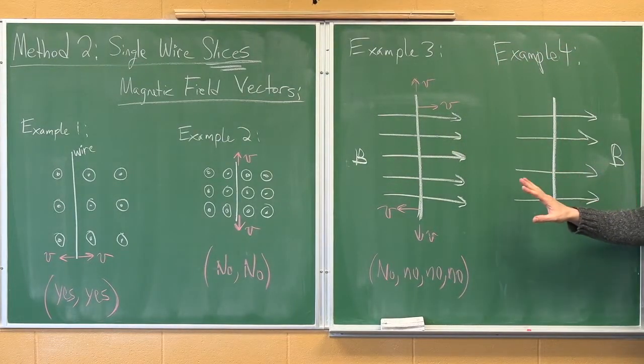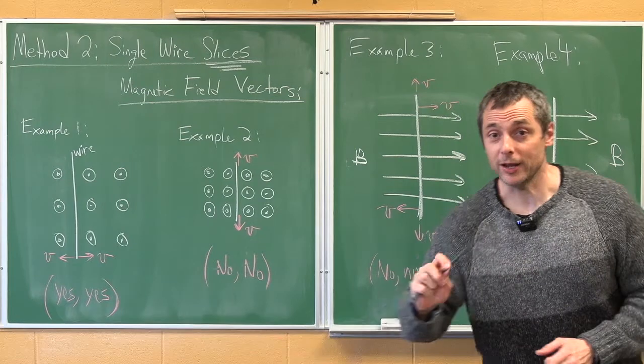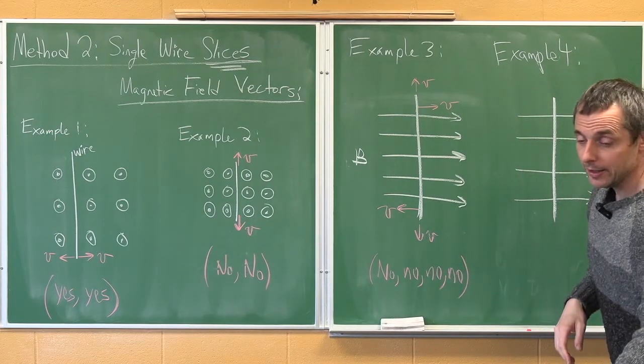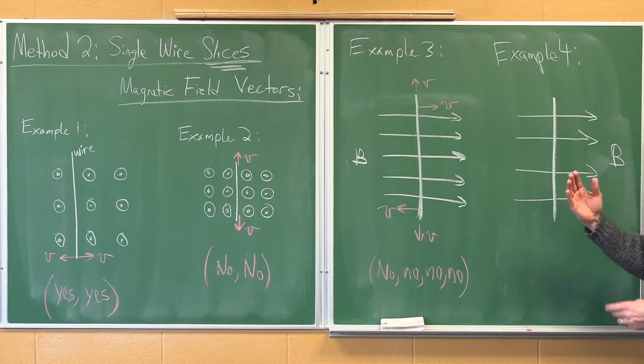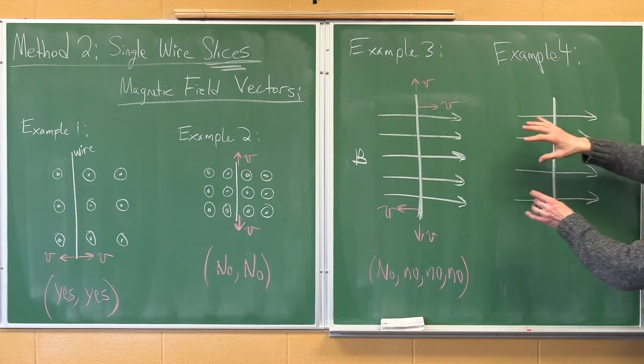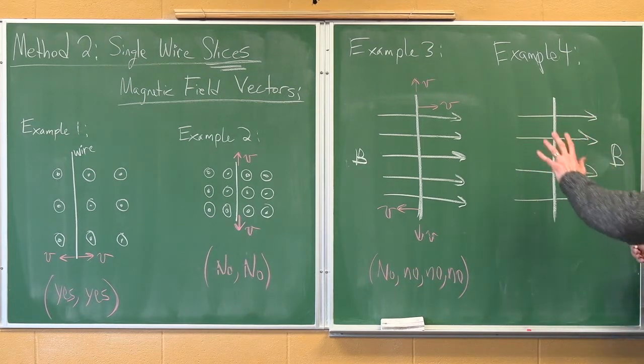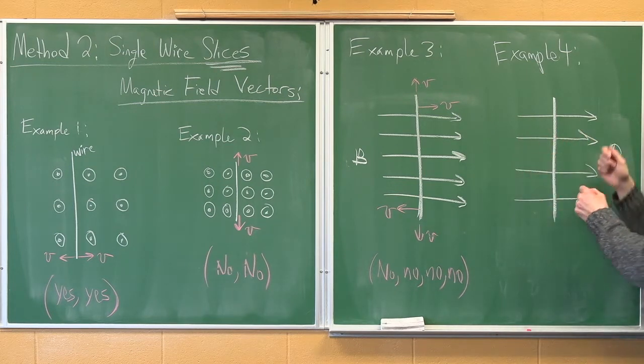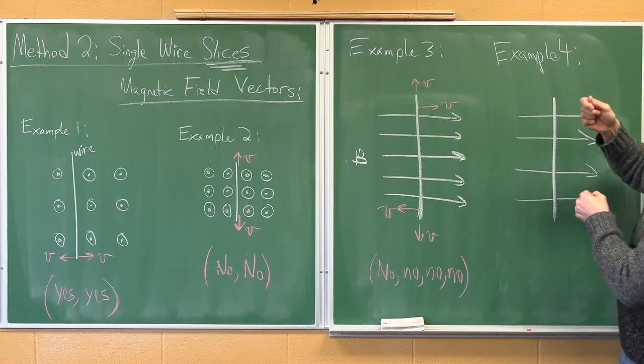So same situation, but this time what I do is I take the wire and I push it down into the board, or I lift it out. And of course there's magnetic field lines everywhere. There's above the board, behind the board, they're all coming this way through space, so I can push it in or pull it out.